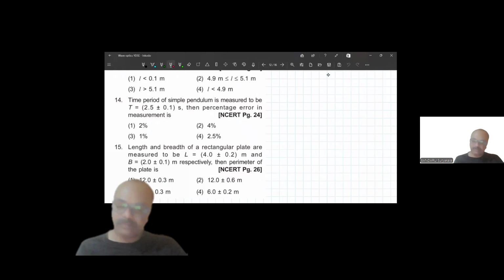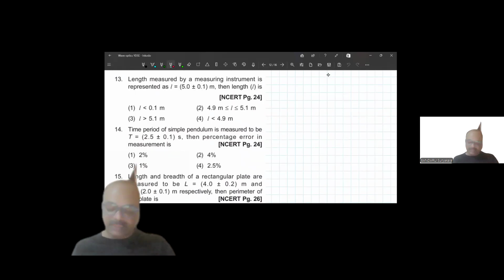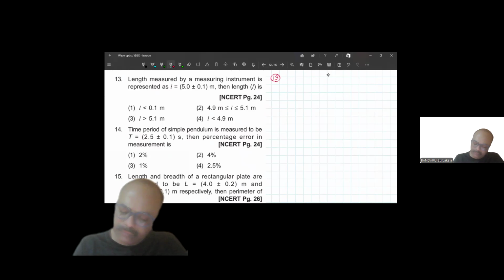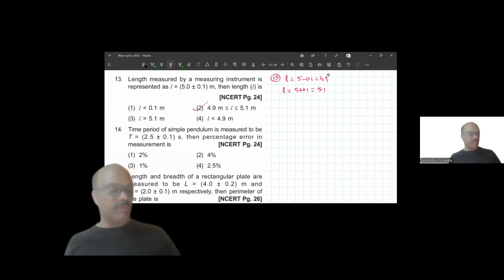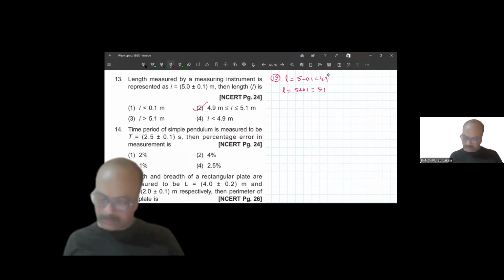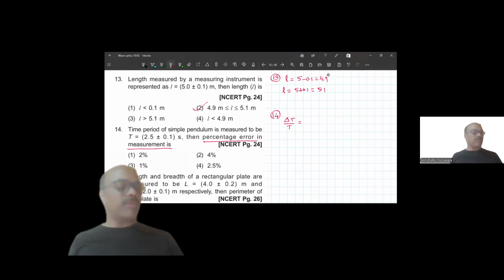Next, the 13th one, if you see, L value is 5 minus 0.1, it becomes 4.9. Then L plus 0.1 equals 5.1. So this lies between maximum and minimum. Okay. Next, the 14th one, if you see, the percentage error in the measurement of the time period. So they ask delta t by t. Delta t by t is equal to 0.1 by 2.5.